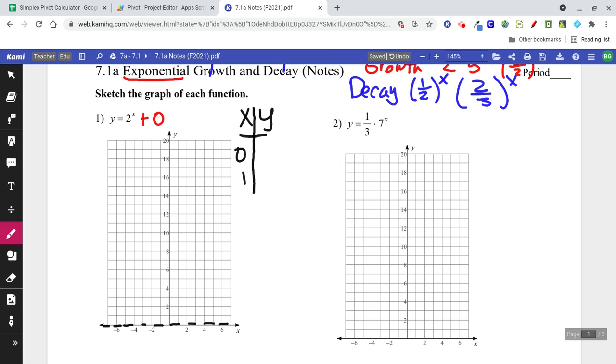If I made a table and I plugged in 0, you would have 2 to the 0 power. 2 to the 0 power is not 0. Anything to the 0 power is 1. Very good. So we would have the point (0, 1). Go ahead and graph it.